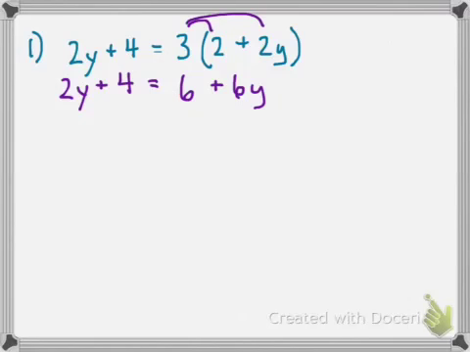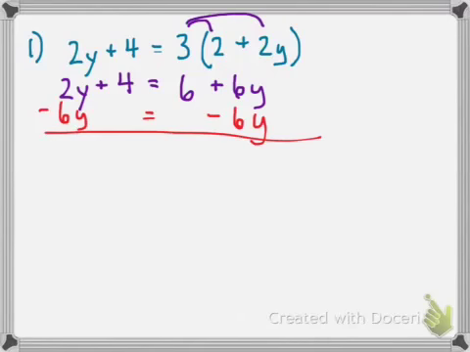So step 3 says to get my variable terms on one side of my equal sign. Again, I want to start by getting it on the left side. So on my right side, I have to get rid of this plus 6y, so subtract 6y from both sides. And then look on your left side. I know that 2y, so I'll write it over here, 2y minus 6y.